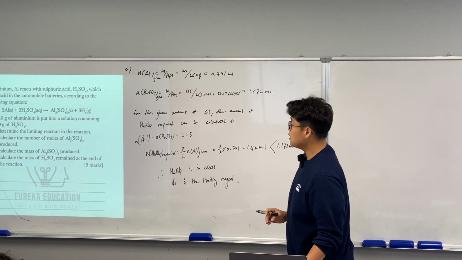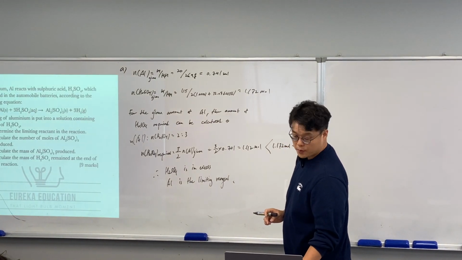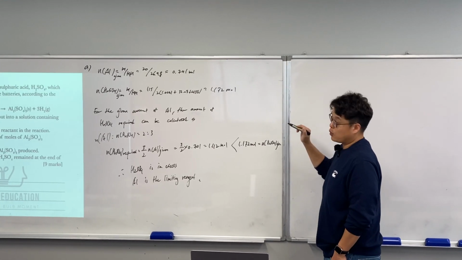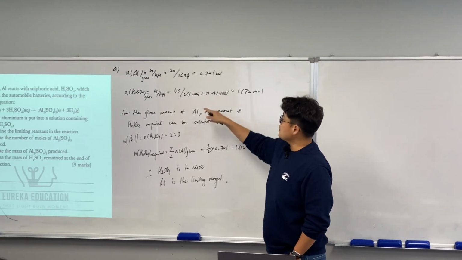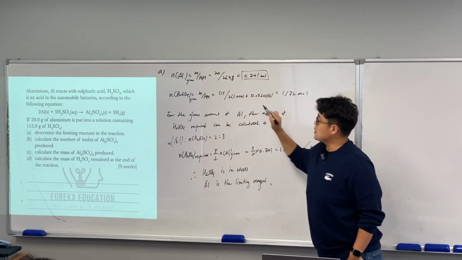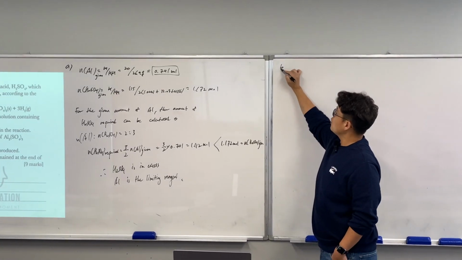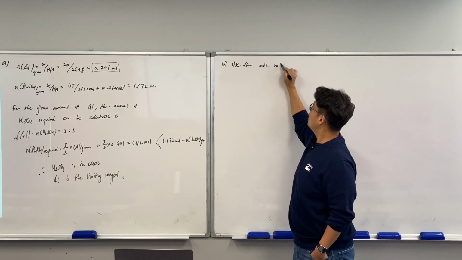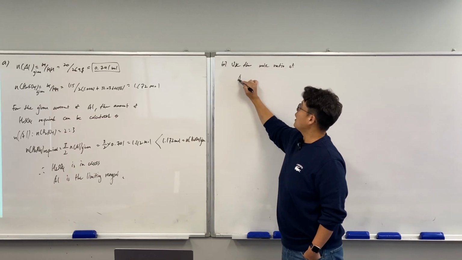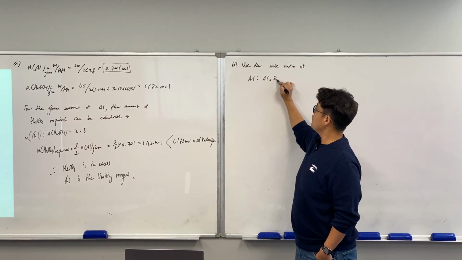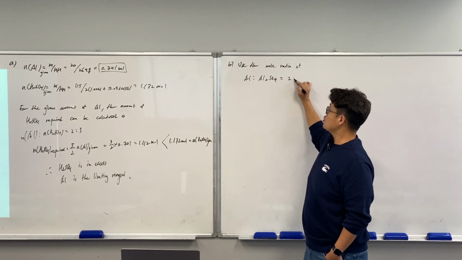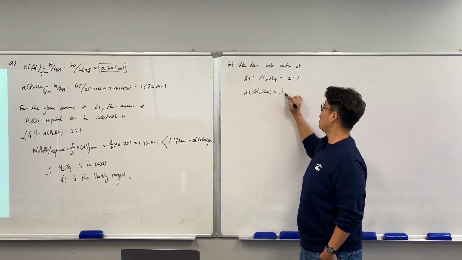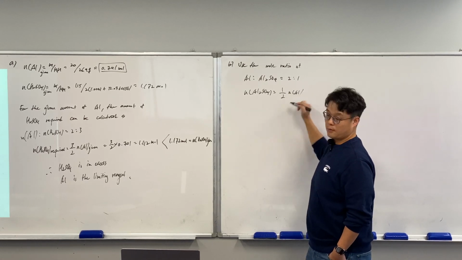Good. B, then calculate the number of moles of the aluminium sulfate produced. So from that, what we're understanding is we've got to use the limiting reagent aluminium, 0.741. According to the reaction ratio, you'll use the mole ratio of the aluminium to aluminium sulfate. That's given as 2 to 1. And the aluminium sulfate must be half of the aluminium.